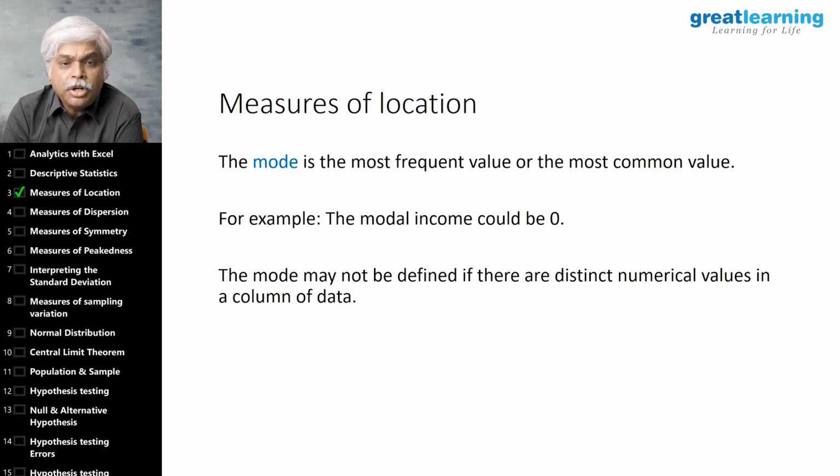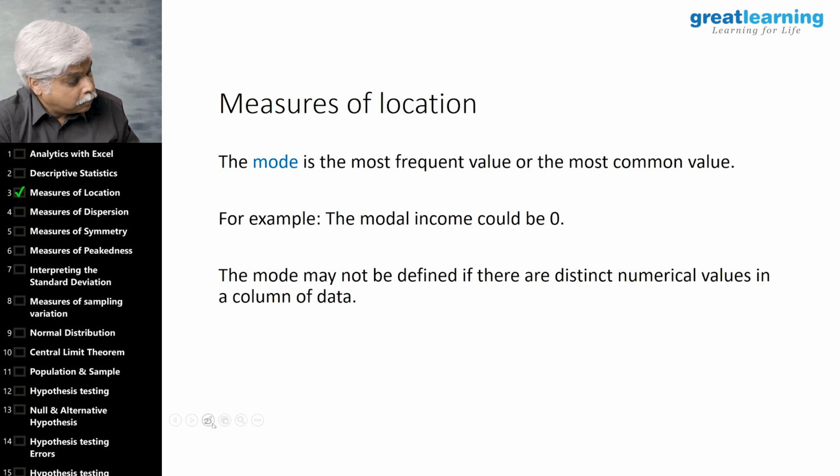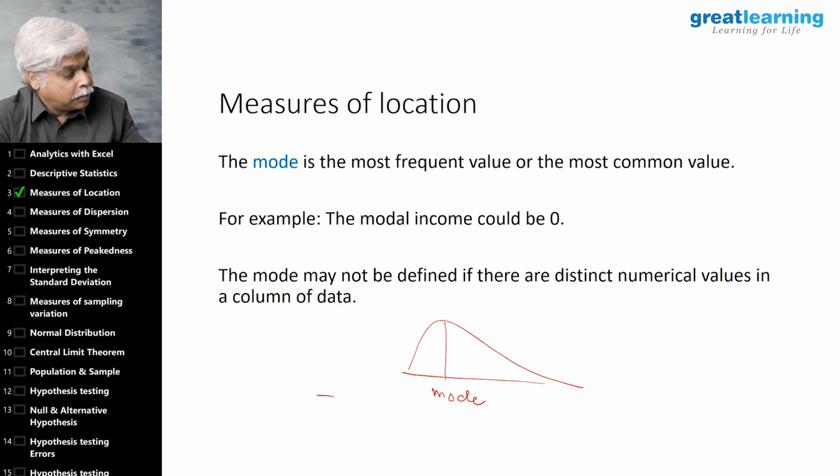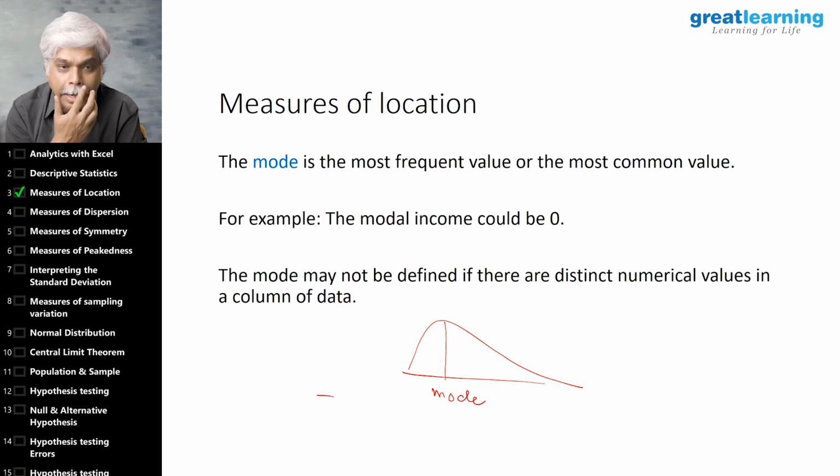The mode is not a measure of central tendency per se, because it may not be in the middle of the data. It simply represents the commonest value. So if the shape of the distribution is something like that, then the mode would be here. But a mode may or may not be calculable in a specific case.